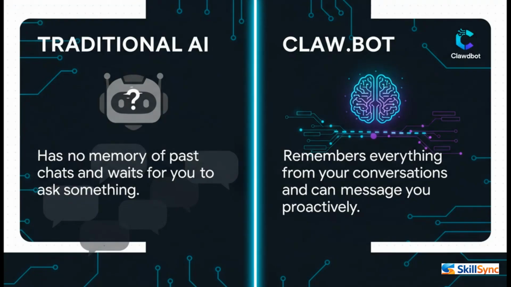You know, the biggest problem with most AIs right now is that they have zero memory. Every single time you talk to them, it's like you're a total stranger. And they're passive, right? They just sit there and wait for you to ask a question. Well, Clawdbot completely flips that script. It remembers everything, so it actually gets to know you. And, this is the real game changer, it can message you first.